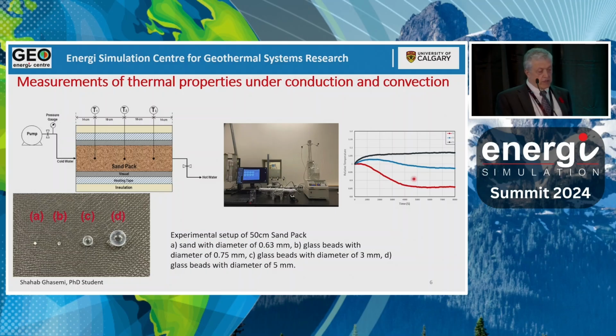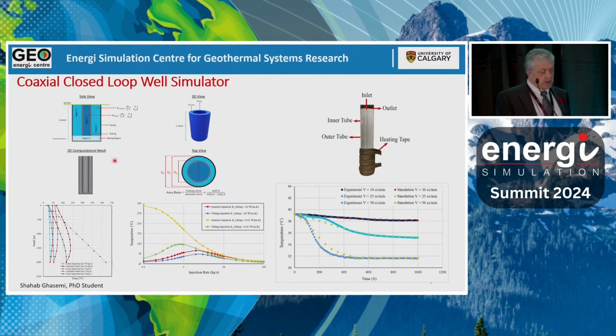So whether we start with this, where we have a packing and we look at what happens in the porous medium, or if we start with this here, which is a concentric tube, an annulus with central tubing for circulation of fluid, the same thing applies. We can actually generate these temperature profiles.